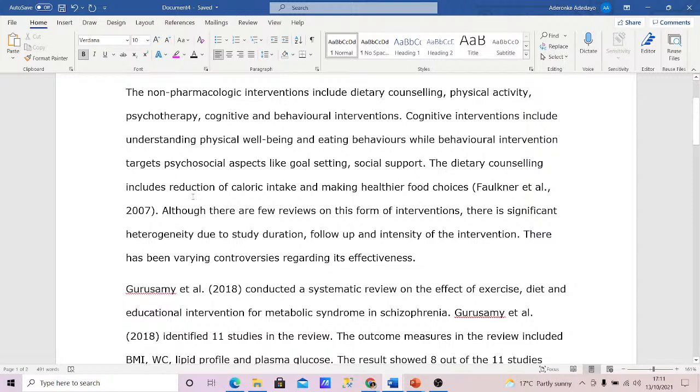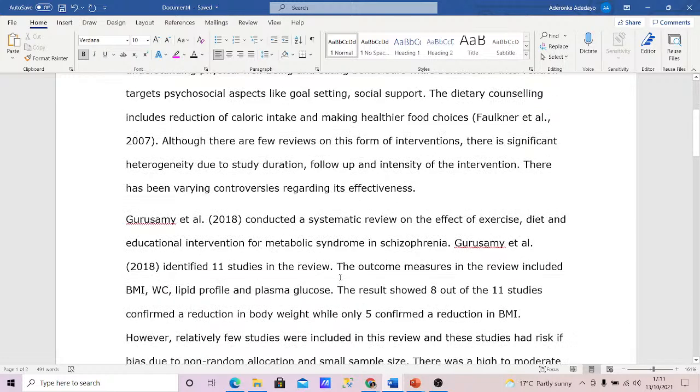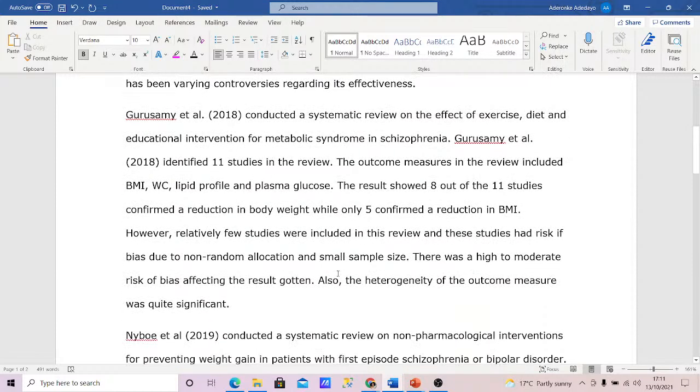The dietary counseling includes reduction of caloric intake and making healthier food choices. Although there are a few reviews on these forms of intervention, there is significant heterogeneity due to study duration, follow up, and intensity of the intervention. There has been varying controversy regarding its effectiveness. Okay, so that gives an overview, just something to start up the whole thing.